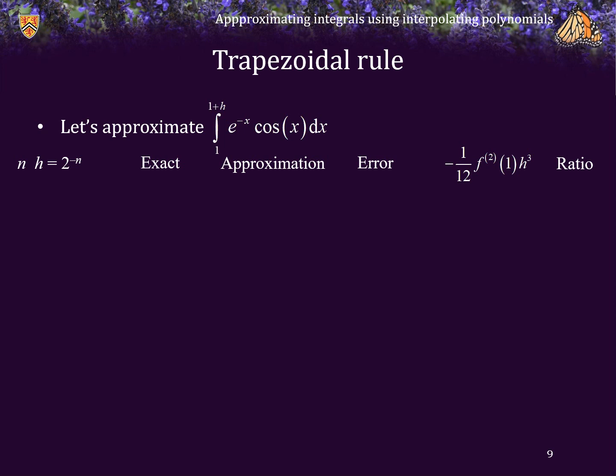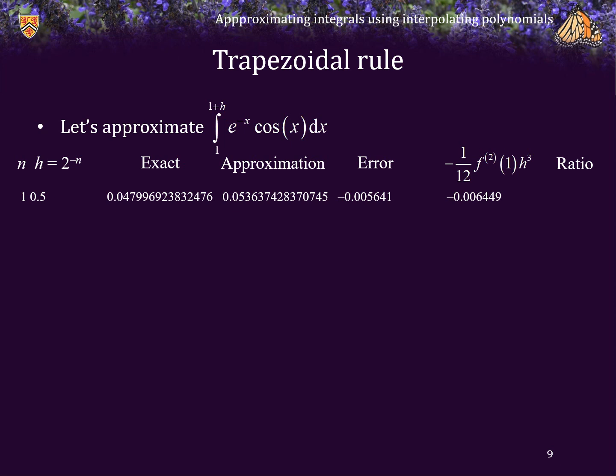Now let's convince ourselves that this calculation of the error is indeed correct. We're going to use the trapezoidal rule to estimate the integral of e to the negative x cos of x dx from 1 to 1 plus h for increasingly smaller values of h. This isn't really useful for calculating the integral because we're calculating different integrals each time. We're going to start by integrating from 1 to 1.5.